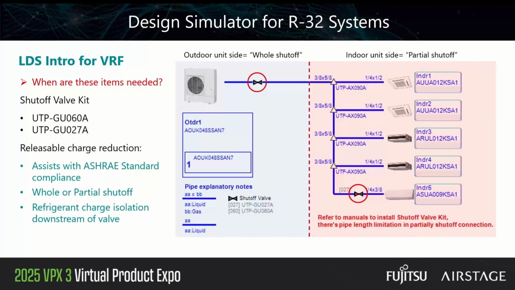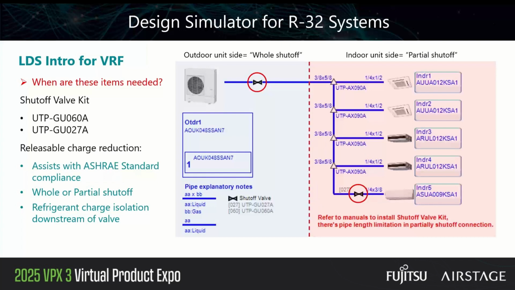So you can have a whole shutoff, which will, as the term implies, isolate the refrigerant charge to, or shut off the refrigerant charge to all of the indoor units downstream. Conversely, with a partial shutoff, it will go ahead and shut off only the refrigerant charge to the indoor unit and piping of which it is connected to. So when the shutoff valve closes, again, it shuts off refrigerant flow to everything downstream. So let's take a look at that.